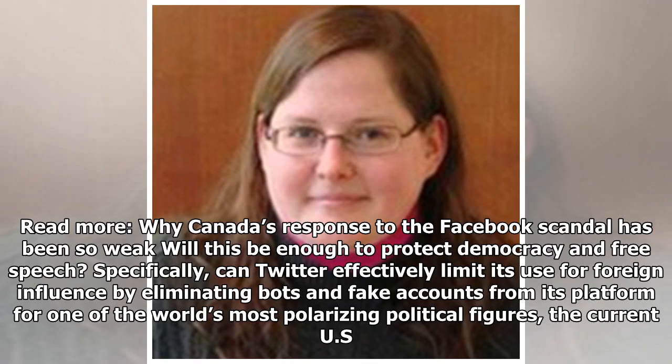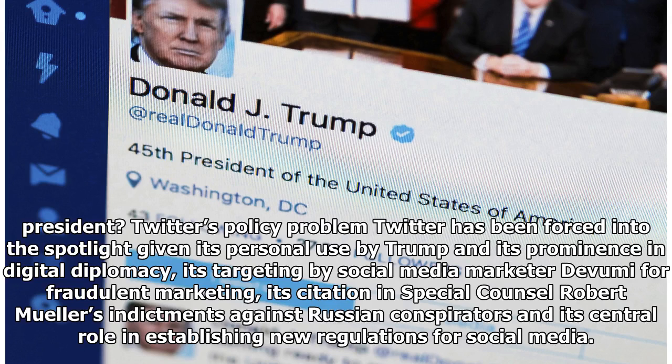Specifically, can Twitter effectively limit its use for foreign influence by eliminating bots and fake accounts from its platform for one of the world's most polarizing political figures, the current U.S. president? Twitter's policy problem. Twitter has been forced into the spotlight given its personal use by Trump and its prominence in digital diplomacy, its targeting by social media marketer Devumi for fraudulent marketing, its citation in special counsel Robert Mueller's indictments against Russian conspirators, and its central role in establishing new regulations for social media.